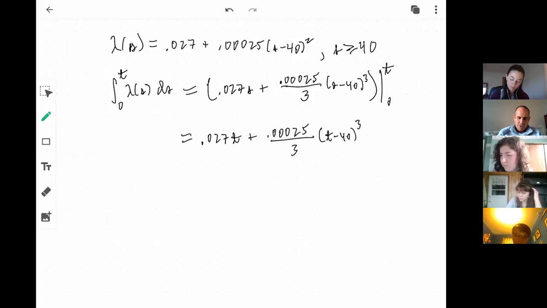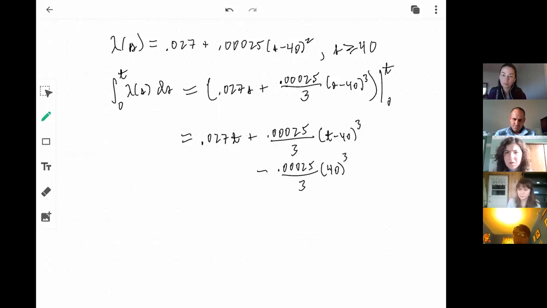And what's that going to be? Basically, the only thing that's going to survive when I plug in 0 is the part that has the cubic in it, correct? So isn't that going to be 0.00025 over 3? And isn't this going to be 40 cubed? Is that right? Negative 40 cubed. Put this into a plus, right? Okay. Yeah, so let's just turn that into a plus. Good. Okay. So then what do we want?